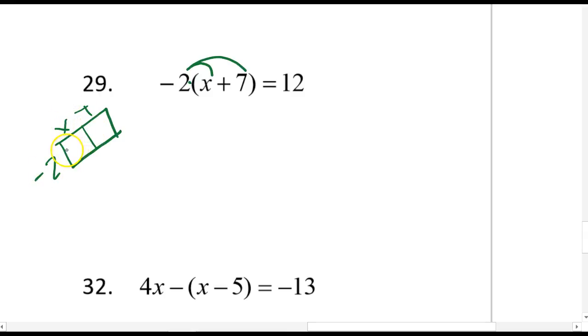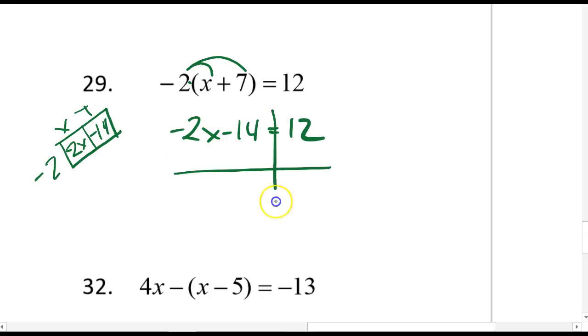Negative 2 times x is negative 2x. Negative 2 times 7 is negative 14. So now I get negative 2x, and then minus 14. Now the problem looks just like the other equations we just did. I want the x by itself. So in this case, we have 2 terms on this side. We want that 14 to go away. So I'll add it to both sides. Because it's negative, so I do the opposite.